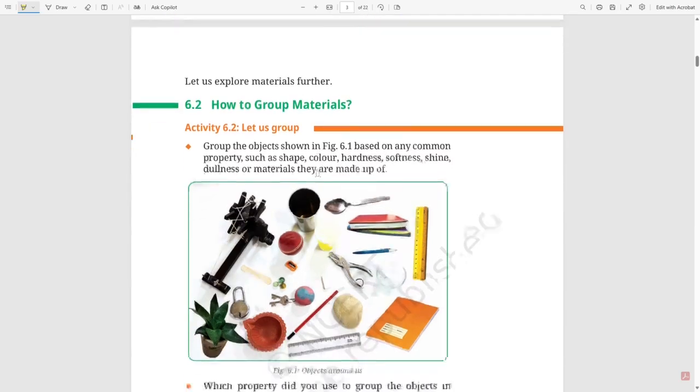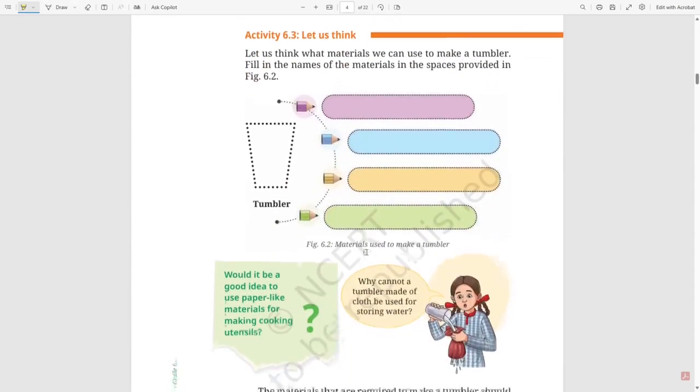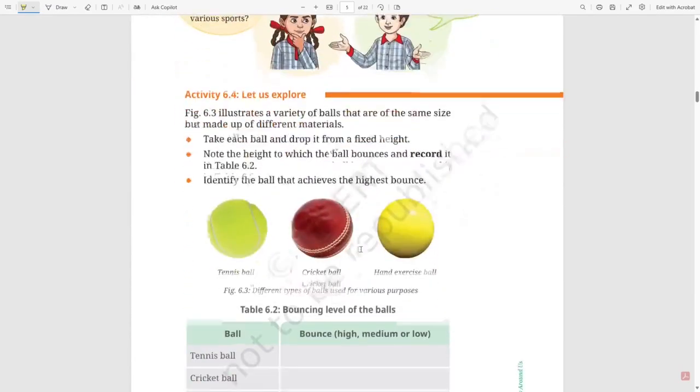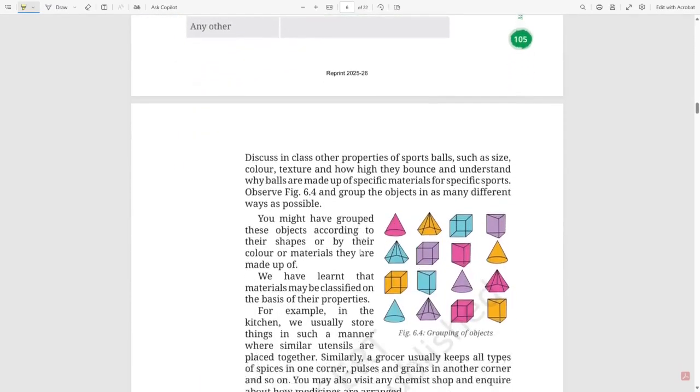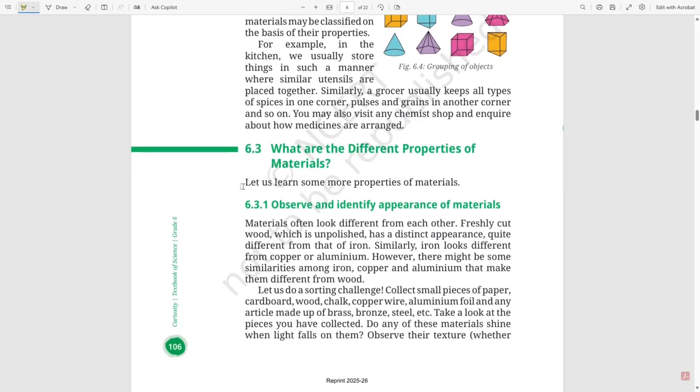How to group materials. Okay, you have to highlight this main point. The method of arranging the objects into groups is called classification. What are the different properties of materials? Okay, let us learn more. Let us learn some more properties of materials.